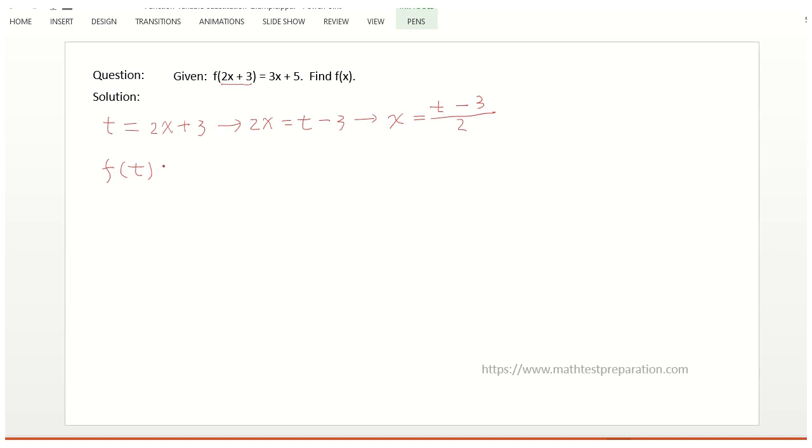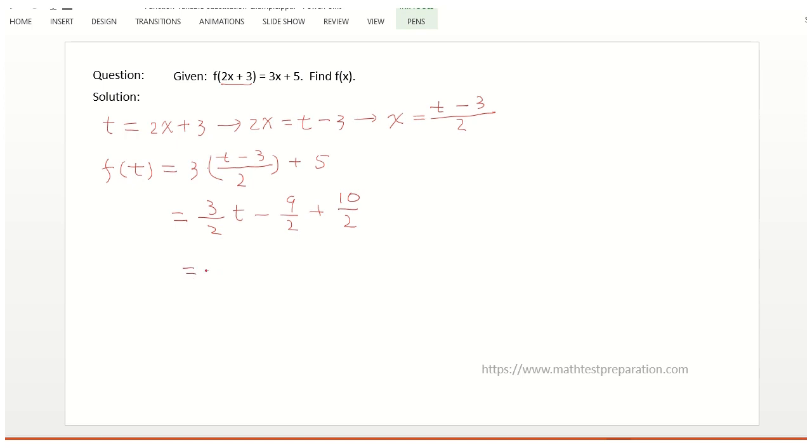f(t) = 3 times x, where x is half of (t - 3), plus 5. This equals half of 3 times t, minus half of 3 times 3, which is 9, plus 5. 5 is half of 10.